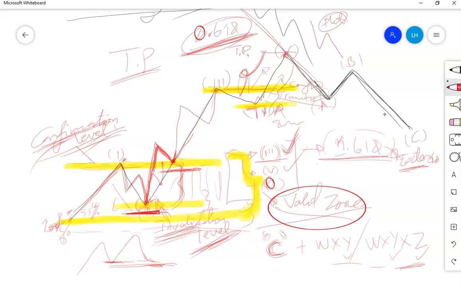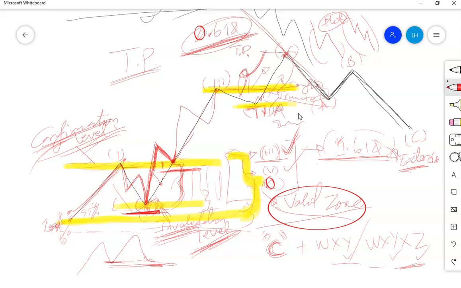But if you find that the first move here has got 1, 2, 3, 4, 5, actually we are sure that the whole corrective structure will be zigzag. If we have got a 5 wave move in wave A, it will be zigzag, but if we have a 3 wave move in wave A, now this will be flat. So now you have to be very tricky when you want to trade this correction.